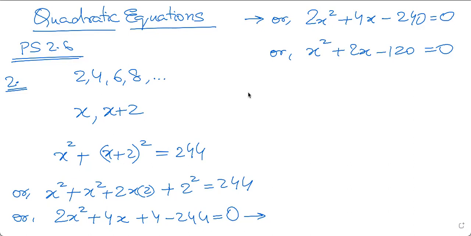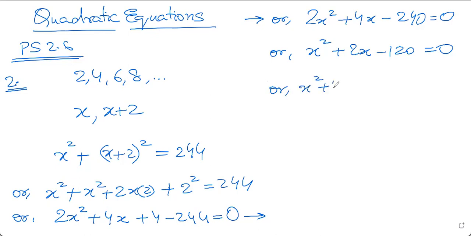If you know your arithmetic, if you know your numbers, multiples, it is faster. So when I look at this question, where A is 1, B is 2, and C is 120, I can very easily see that if I split 120 in terms of 12 and 10, if I take plus 12 and minus 10, then the product will be 120 and the sum will be 2x. So personally, I would go ahead from here with the factorization method.